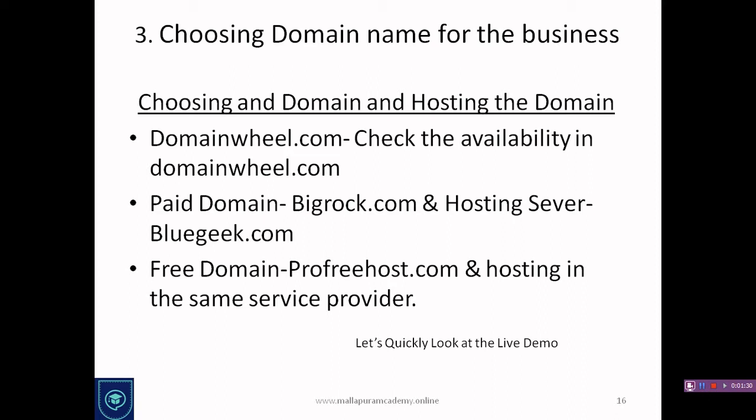But before that, if there is no availability for the business, we chose a spa business. If there is no availability with regards to that keyword, you can always look at other alternative keywords as well, like beauty parlors, salons, beauty parlor for women. So let's look at the availability of our domain in domainwheel.com.